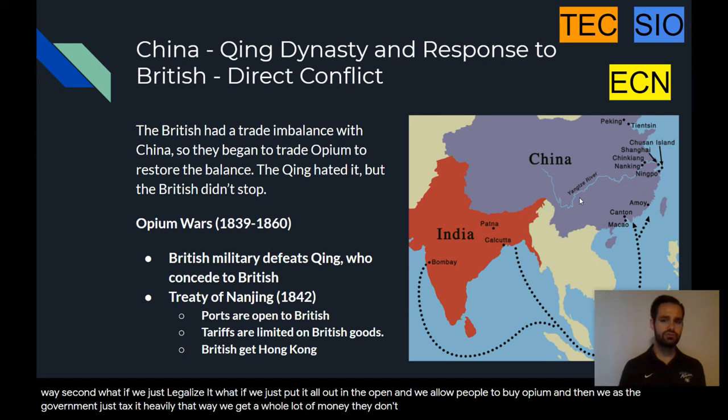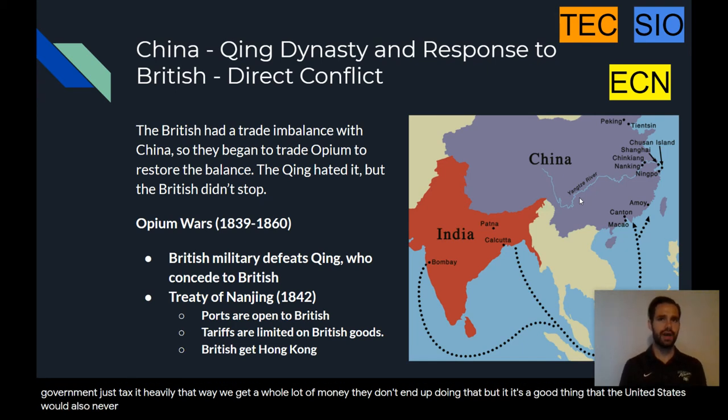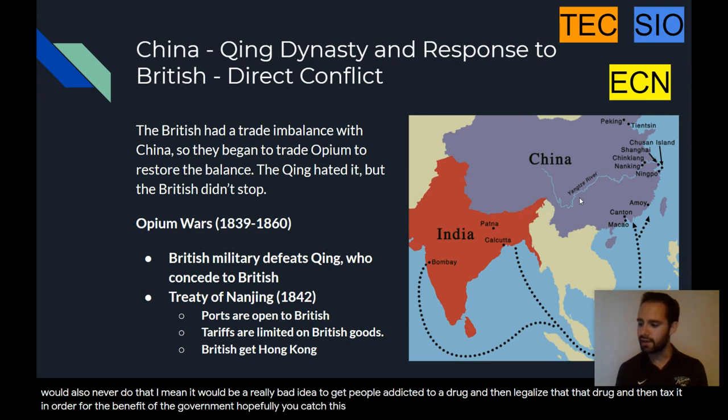They don't end up doing that, but it's a good thing that the United States would also never do that. I mean, it would be a really bad idea to get people addicted to a drug and then legalize that drug and then tax it in order for the benefit of the government. Hopefully you catch the sarcasm there.